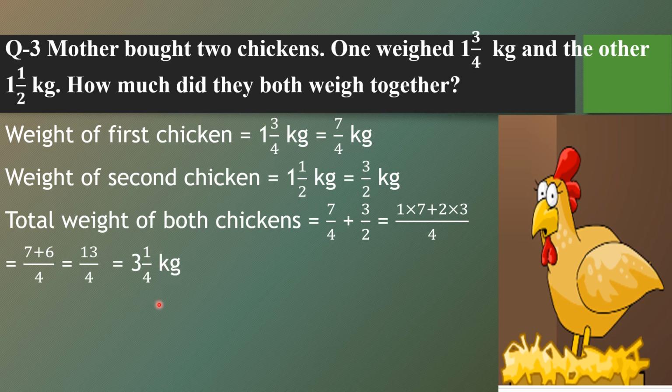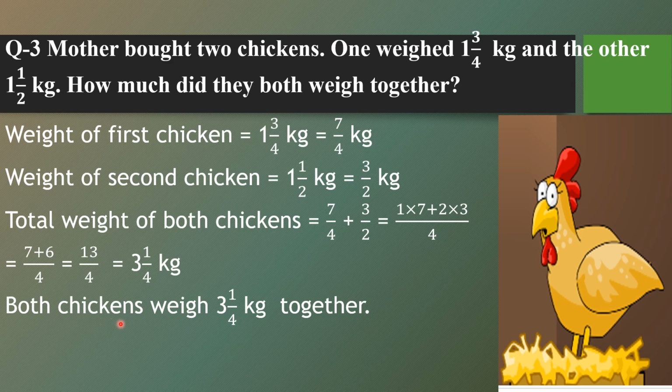Now this unit is very important. Always remember, otherwise your marks will be deducted. So we will write the final answer. Both chickens weigh 3 and 1 by 4 kilogram together. This final answer is also very important to write in word problems. This unit and final answer.